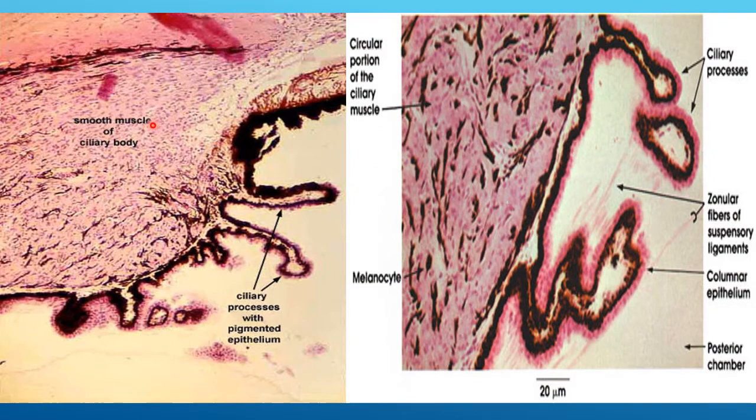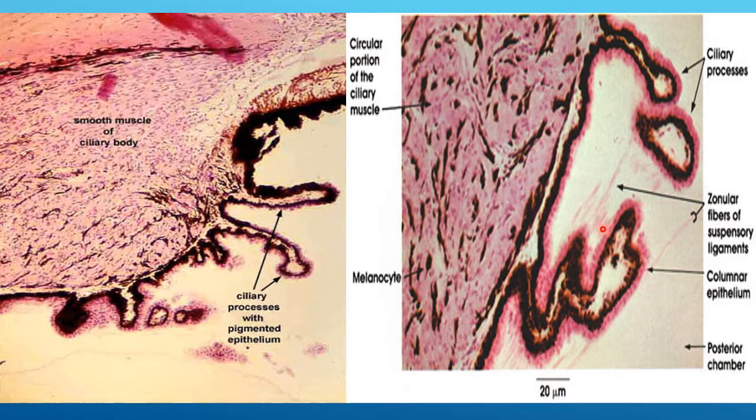So again here you can appreciate the histological picture of the ciliary body. It is very wide, 6 millimeters wide, as I have told you, having the smooth muscles in it with melanin pigment. Then this is the ciliary epithelium, and you can appreciate these finger-like, radially arranged almost 75 ridges, which are the ciliary processes.